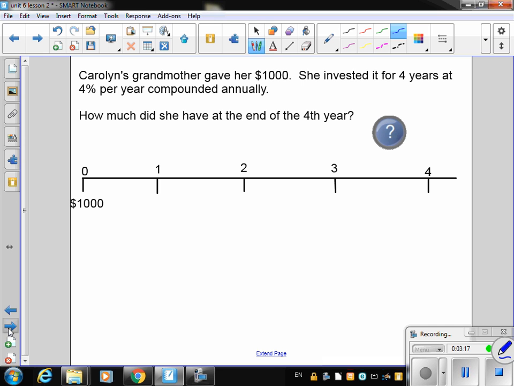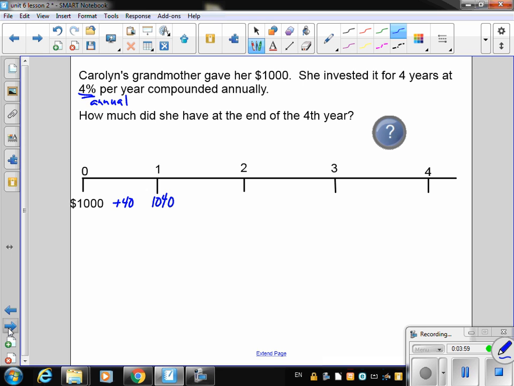Okay, Carolyn's grandma gave her $1,000. She invested it for 4 years at 4% per year, compounded annually. So that means our banker is putting interest into her account every year. And it's going to be 4% compounded annually, and that's an annual interest rate by Canadian law. Okay, so at the beginning of our story, she invests $1,000, and in the first year, that earns 4%. So she earns $40 interest, so that at the end of that year, she has $1,040.